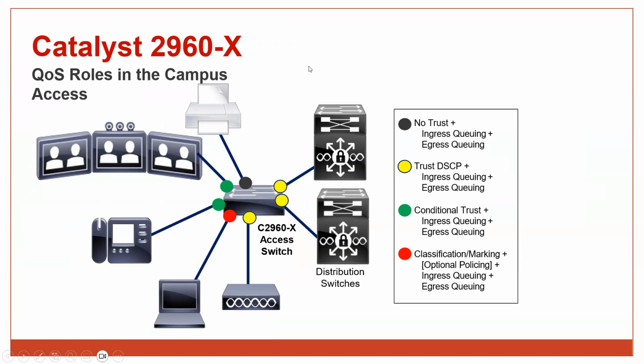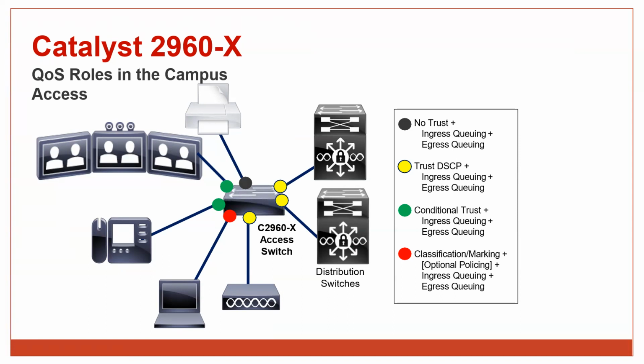Now, let's focus only on one hardware, that is the Catalyst 2900 series switch. Although nowadays everything is moving to Catalyst 9000, you still have Catalyst 2000 and Catalyst 3000 in the network.